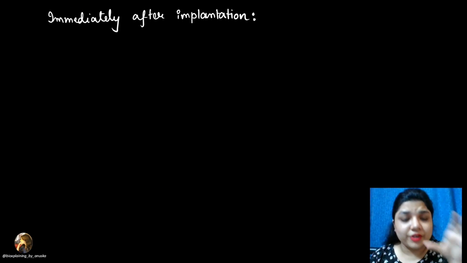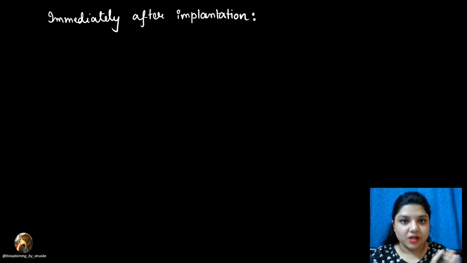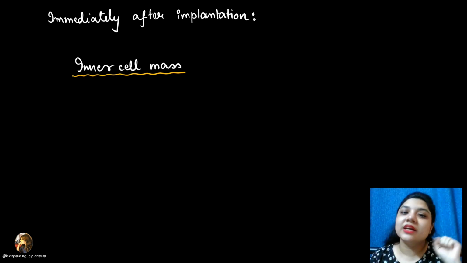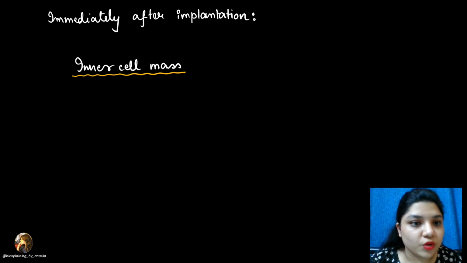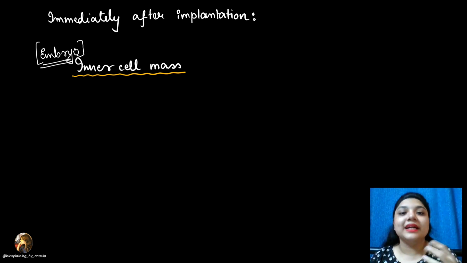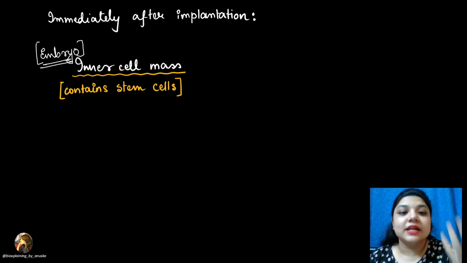Now, immediately after implantation, the implantation occurs in the blastocyst stage. This much is known. So the blastocyst has the outer trophoblast, and we've seen its details: trophoblast, chorionic villi, how the placenta works, we've seen all that. Now inside, what is present? What's there inside the blastocyst? You have the inner cell mass. Now I am considering this inner cell mass as the embryo. Fine. So this inner cell mass contains certain cells and stem cells.